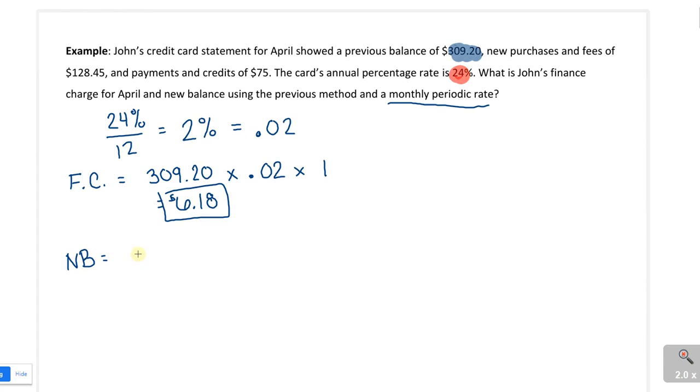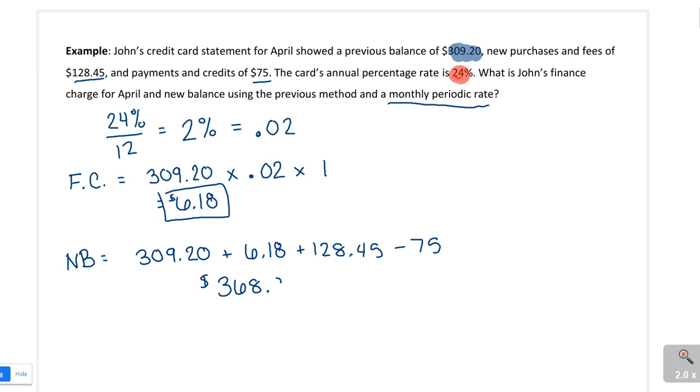So we're going to take the previous balance, $309.20. We're going to add in the finance charge, $6.18, what we just found. And then we have new purchases. We're going to add in new purchases. And then payments and credits, we subtract out. So when we add in our finance charge and new purchases and subtract out our credits from our previous balance, we're going to get a new balance of $368.83.